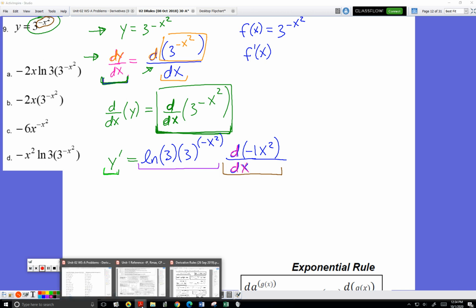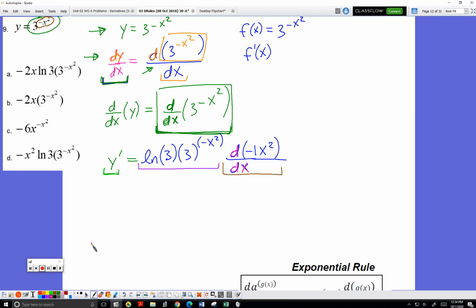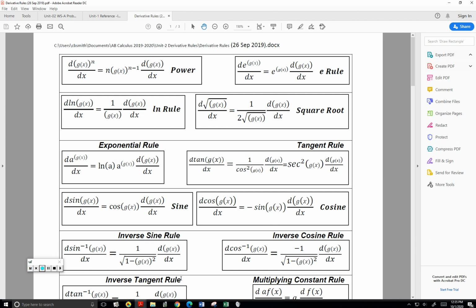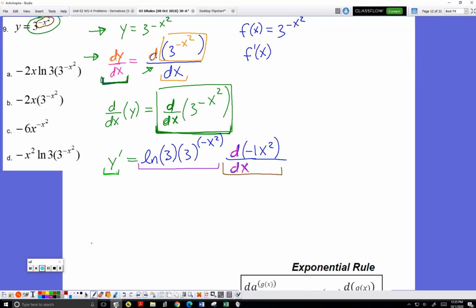Because we have y prime, we have natural log 3 times 3 raised to the negative x squared. Are we now only looking at the dy over dx? Because what we're doing is trying to use these rules. Here's a better way to think about it. Our goal is to find an equation for computing the slope of the curve at any point. We have that right at the beginning.